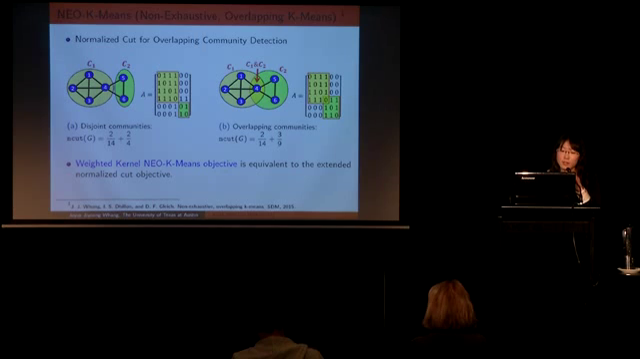On the other hand, for graph clustering, the normalized cut is one of the most standard objective functions. We also showed that we can extend the concept of normalized cut for overlapping community detection tasks. And perhaps surprisingly, the weighted and kernelized version of the neo-k-means objective function is mathematically equivalent to the extended normalized cut. So this implies that we can apply the neo-k-means idea to both data clustering and graph clustering tasks. This was published at the SIAM Data Mining Conference, SDM, this year.